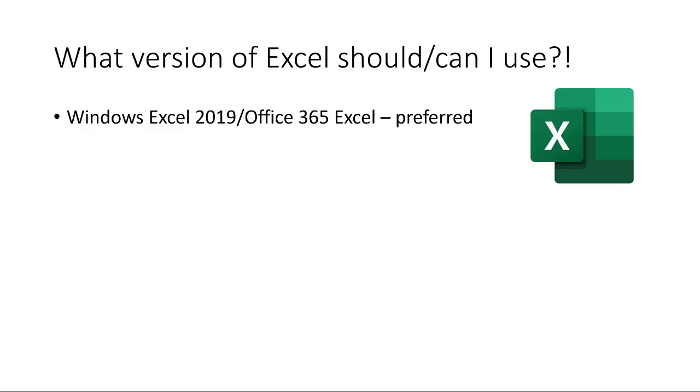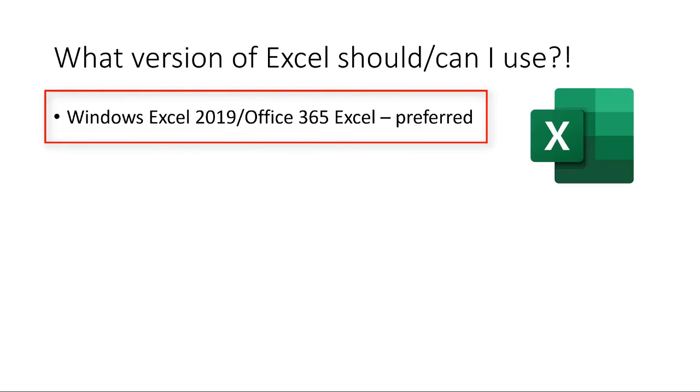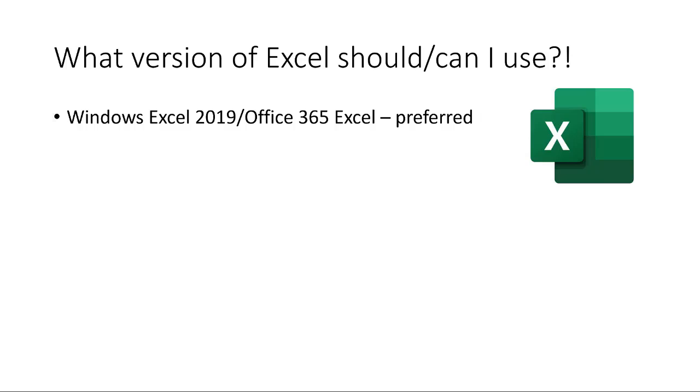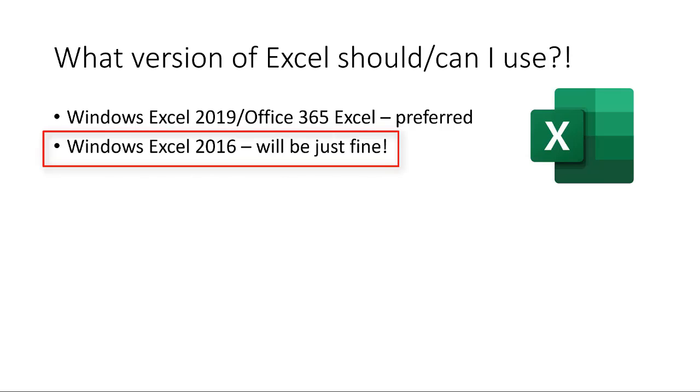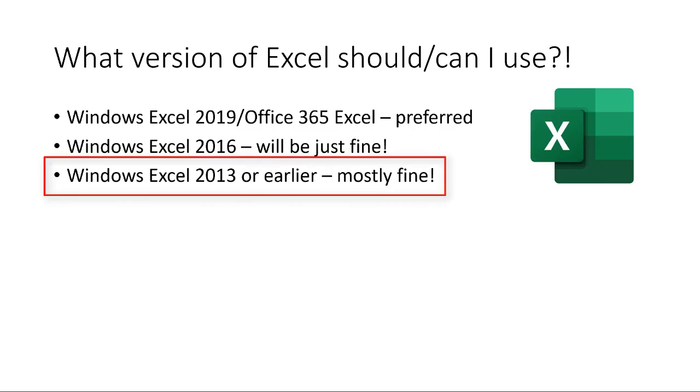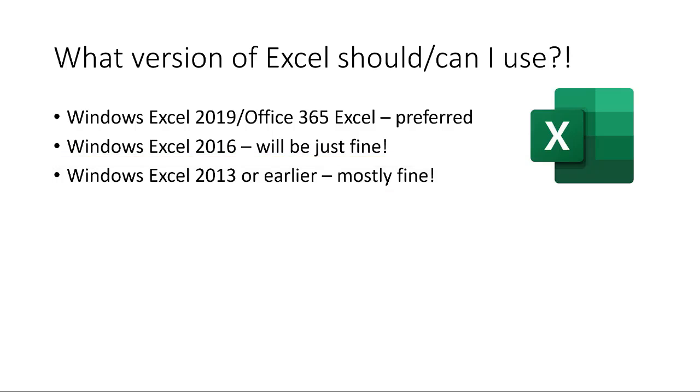What version of Excel should or can you use? Well, Windows Excel 2019, Office 365, I'll talk about the differences between those two in the next slide, but those are the preferred formats for using Excel in this course. If you don't have Excel 2019, then Windows Excel 2016 will work just fine. If you do have Windows Excel 2013 or earlier, it sort of depends how early. I don't think most of this will work with Excel 1995, but 2013 or earlier will be mostly fine, but there are going to be some things that you can't do.